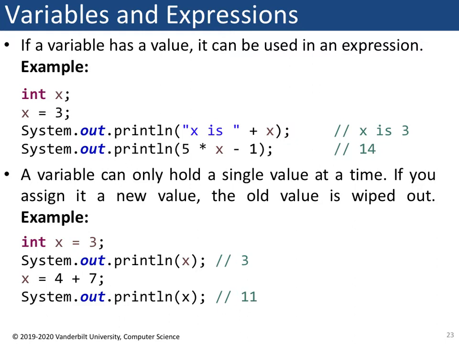Then we assign x the expression, or the value resulting from the expression, 4 plus 7. So the expression on the right of the equal sign, on the right of the assignment operator, always evaluates first. So 4 plus 7 evaluates first, and we have the result 11. The result of the expression is then assigned to x. So now x has the value 11. So when we do the print line statement in the following line, we print to the screen the number 11.